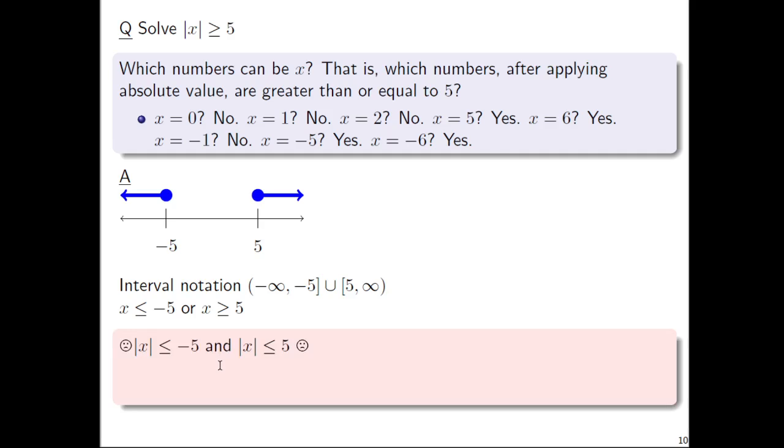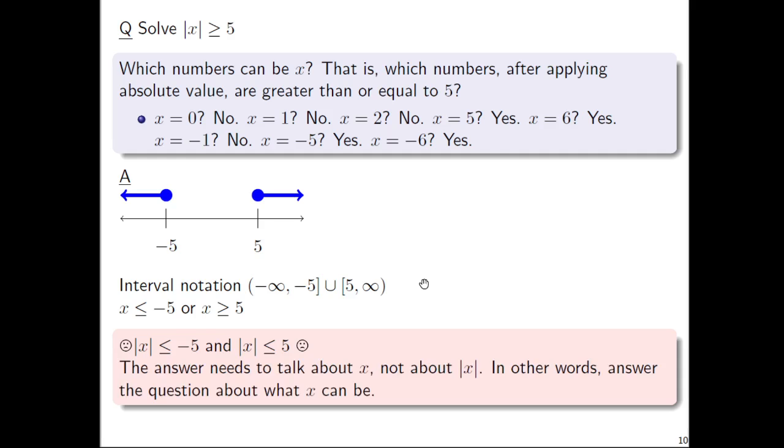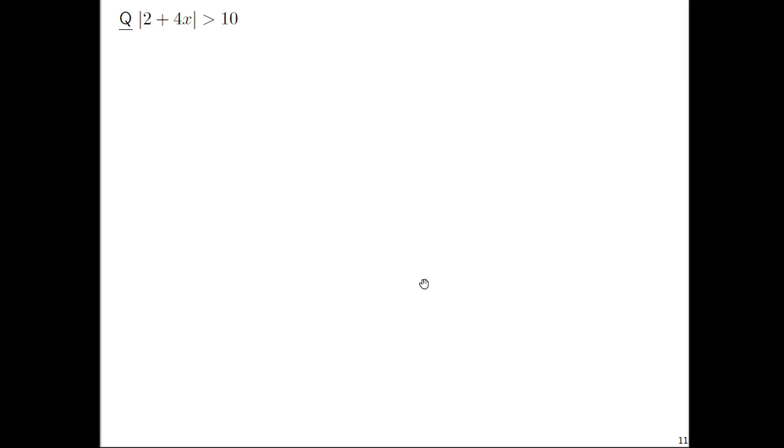Again, the very common thing that gets written, which is incorrect, is to stick absolute values in this last line, but we need to provide an answer about x. We need to talk about x while thinking about absolute value of x. In other words, you need to answer the question about what x can be.